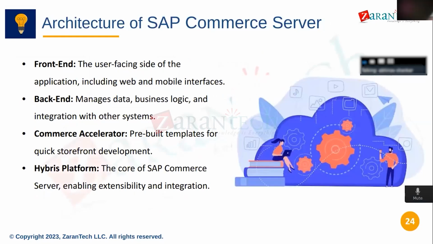So this is the architecture: front end, back end, commerce accelerator. Now you can understand this commerce accelerator, like B2B, B2C. And I have shown you that recipe also, right? Yes. A recipe is something which is ready-made and you can just use it. Correct. And this is the Hybris platform.